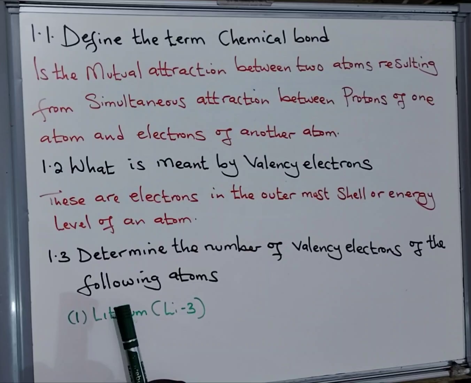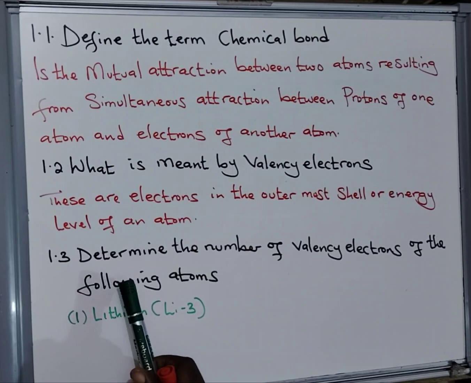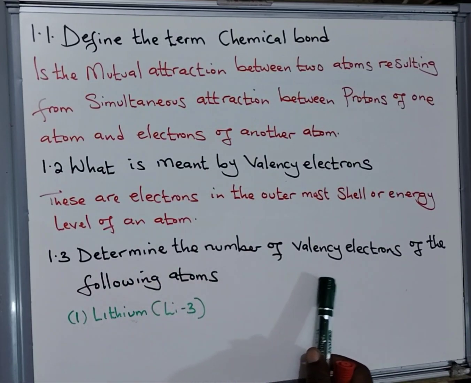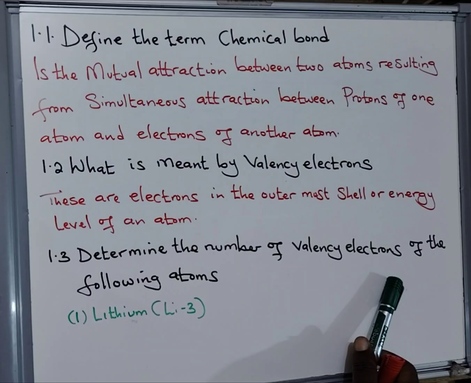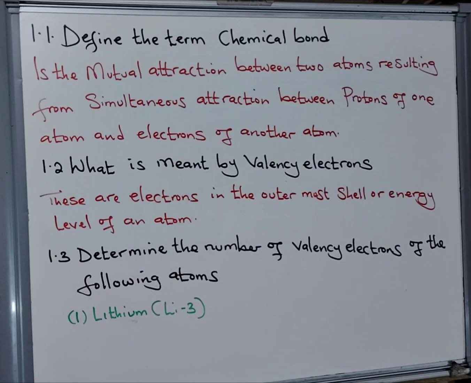Then comes this question. It says, determine the number of valence electrons of the following atoms. The first one is lithium with atomic number 3. Now, you need to know that we derive the valence electrons from atomic number.